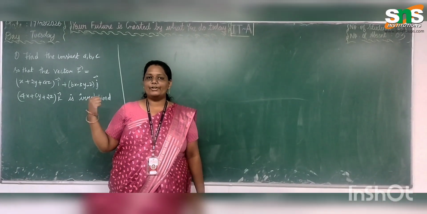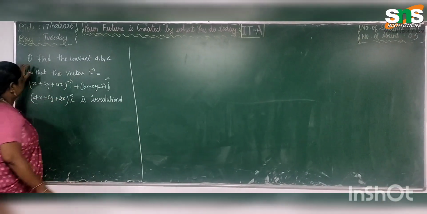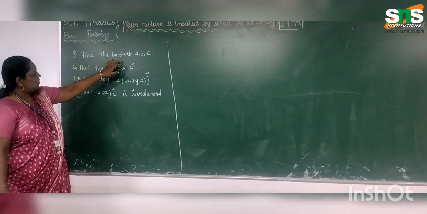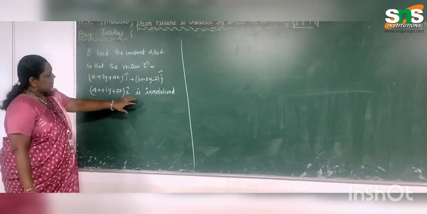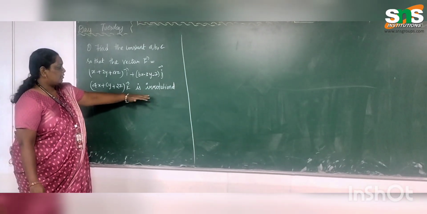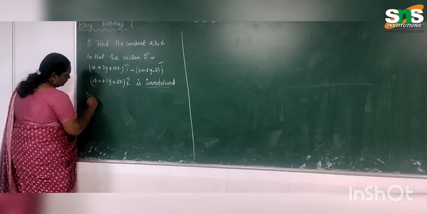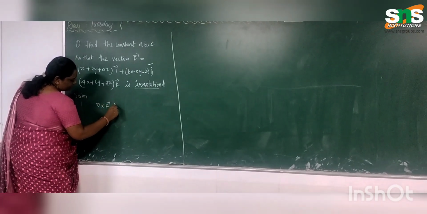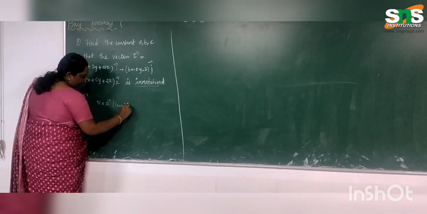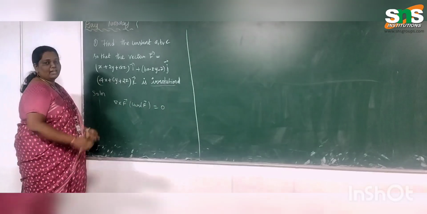So today we are going to see a sum about irrotational. Here is the sum: find the constants a, b, c so that the vector is irrotational. They have given the clue as irrotational. So what is meant by irrotational? We know del cross F, that is curl F, is equal to 0. This is the condition for irrotational.